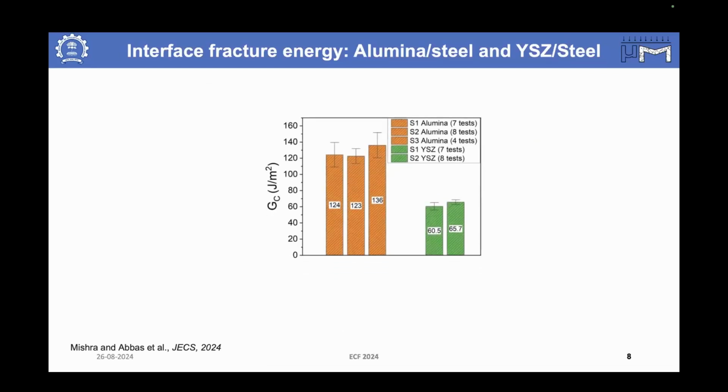And so these are the typical values that I have obtained for the alumina over steel substrate samples. On the first sample, I have done 7 tests, and like that, these are the scatters, the typical values that I have obtained. And this one is for the YSZ samples.